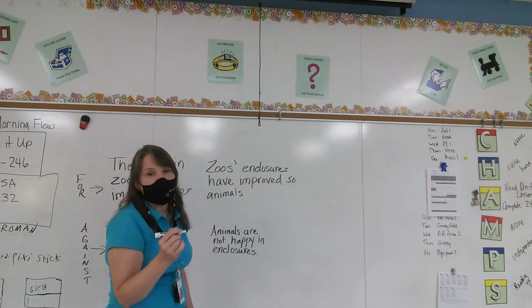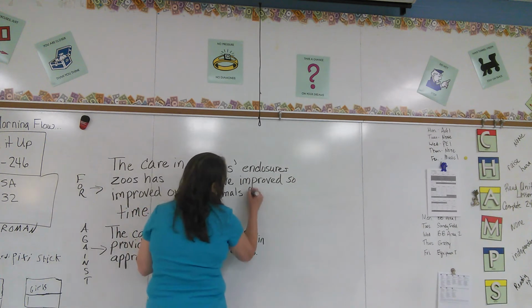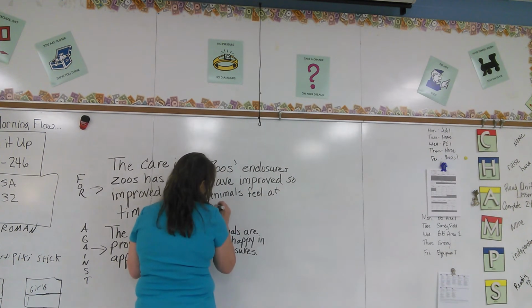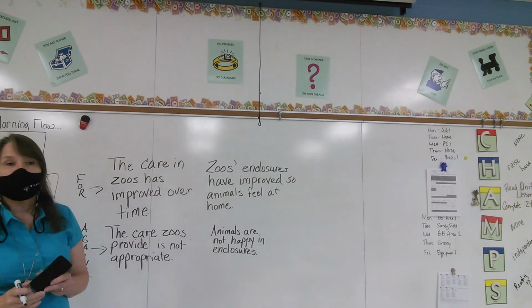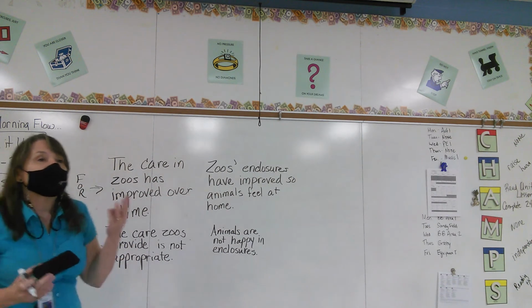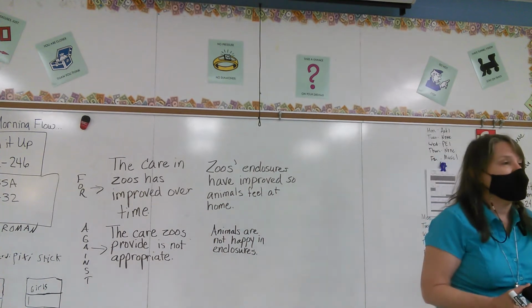How did you end it? So animals are what? Feel at home. Oh, okay. So animals feel at home. Okay, can everybody see that? Yes. All right. So it's a full and complete sentence. It doesn't contain a detail.